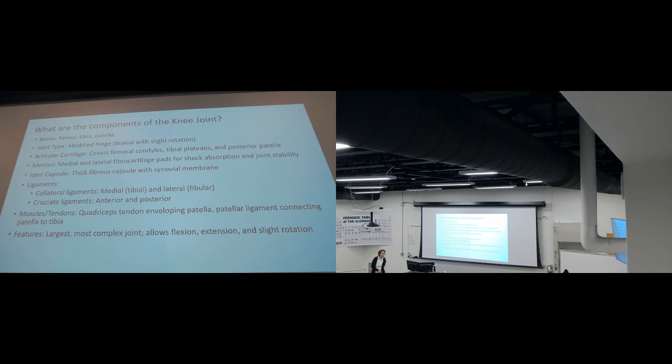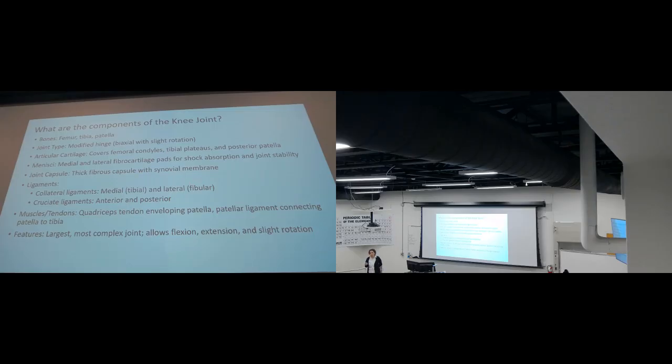Now for the knee joint. The knee joint is the most complex joint that we have in our body. It is formed by the femur, the tibia, and the patella. The fibula is not part of this joint. This joint is a modified hinge joint.